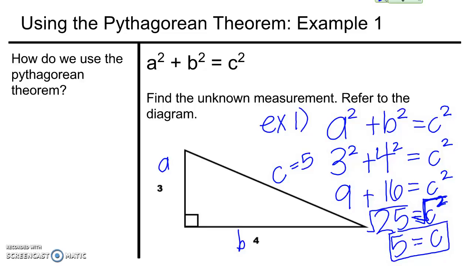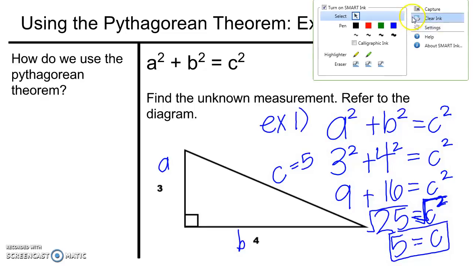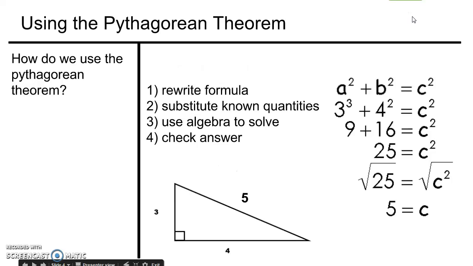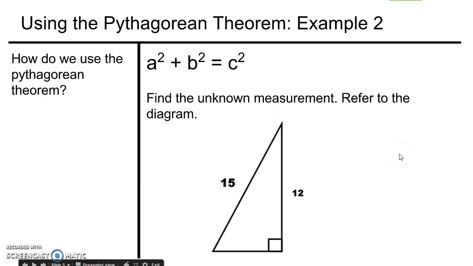Now let's try another one. That's what I just went through. These are the steps of our process. You don't have to write them down, but rewrite the formula, plug in the numbers we know, use algebra to solve. You can check your answer by plugging it in to make sure that it works. All right, let's try another one. Call this one example 2.